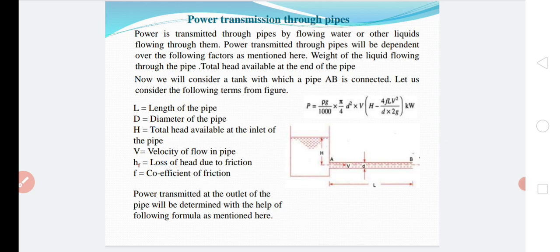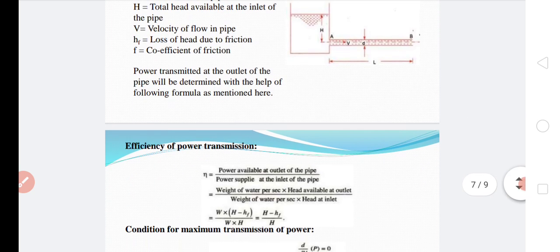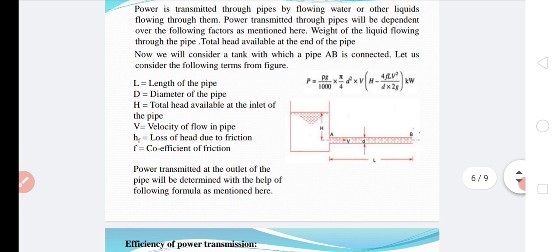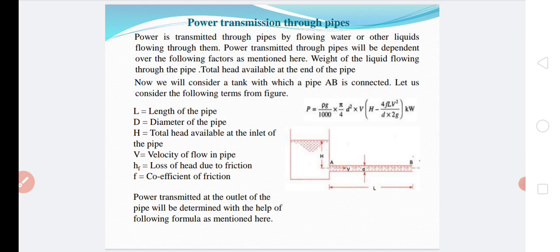So H minus hf, we can already say that hf equals 4FLV² by 2gD, that is the Darcy-Weisbach equation. Now the weight of the water flowing through the pipe per second, that is W, equals rho g into the volume of water per second.